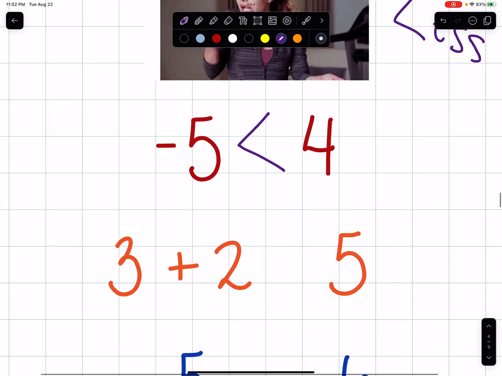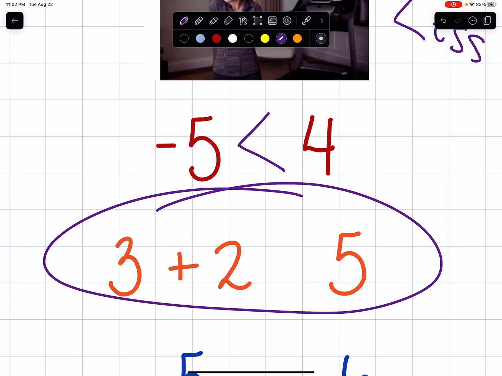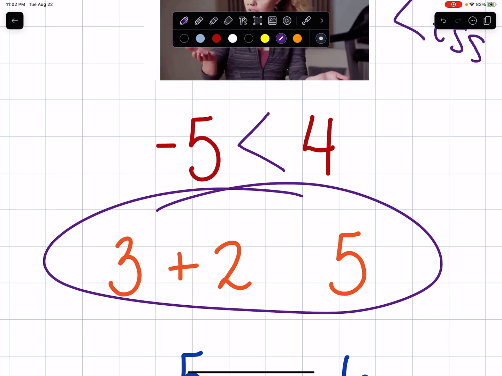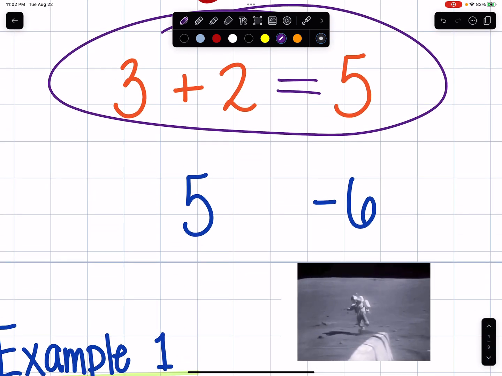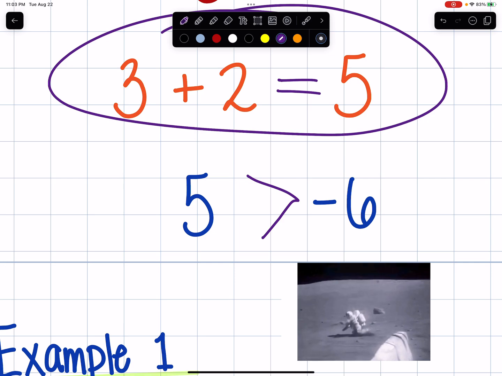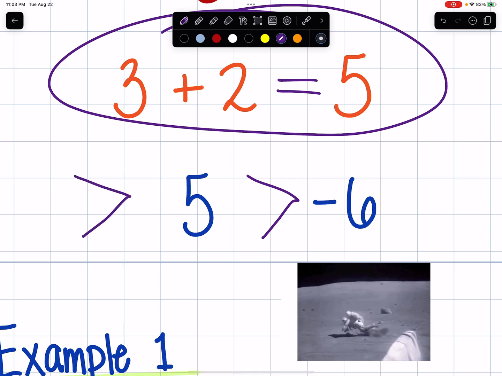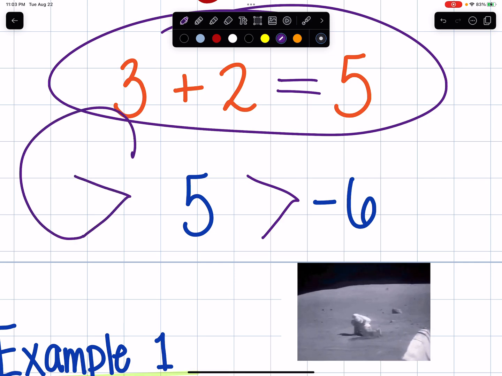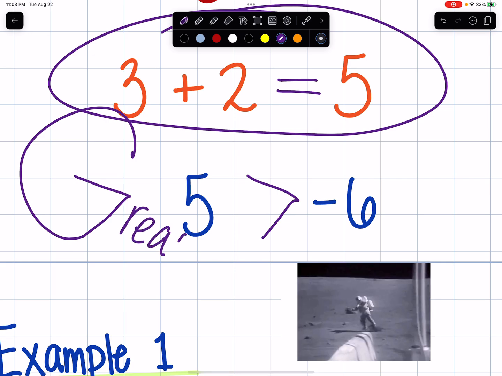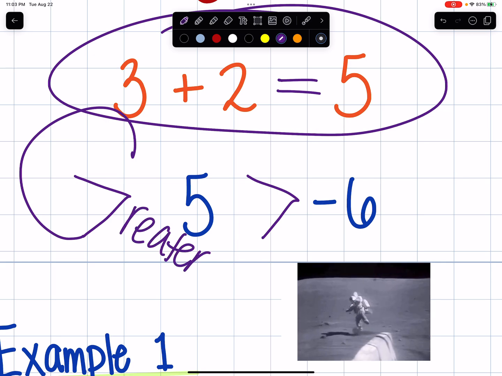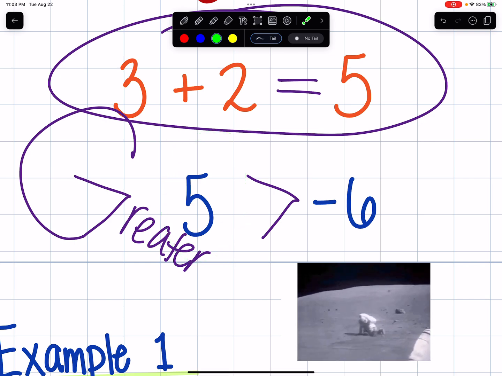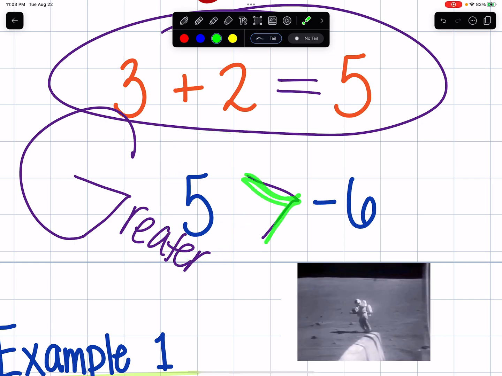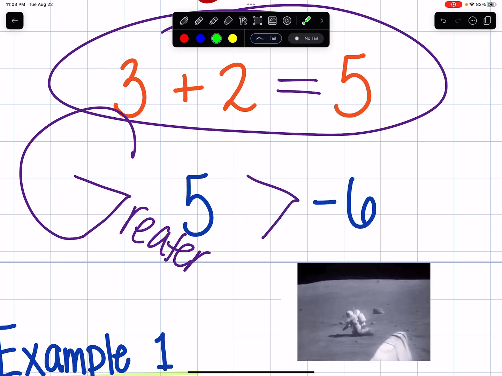What about this one? If we're comparing 3 plus 2 and 5, it's obviously equal. So that's one of the comparison symbols that you can use. The other comparison symbol is greater than. I remember greater than because you can make it into a capital G. And it's greater than because 5 is to the right on a number line. So this is the bigger one. The alligator eats the bigger number. All right, let's do example 1.